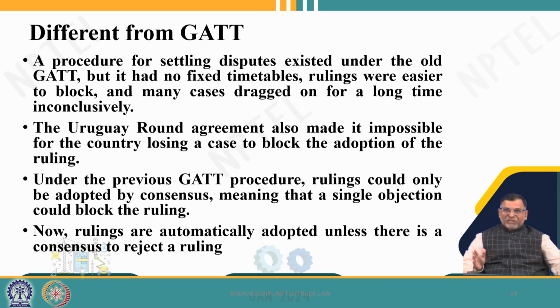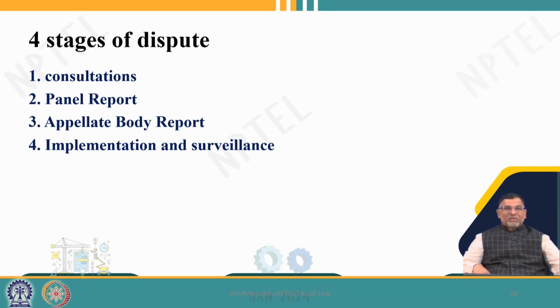So, it is absolutely different from GATT, and what are the ways? We already said that it is completely a rule based system. 2, the panel procedures are clearly mentioned. 3, the appeal procedures, the Appellate Body procedures, are mentioned very clearly. And 4, the adoption of the reports, most importantly, are by a negative consensus, not by positive consensus, and no members can block or veto any report or reject a particular ruling.